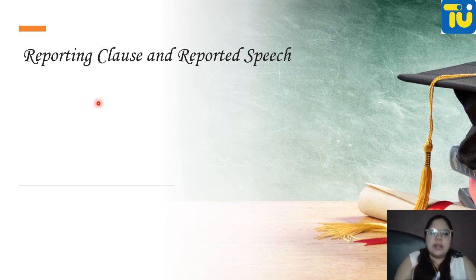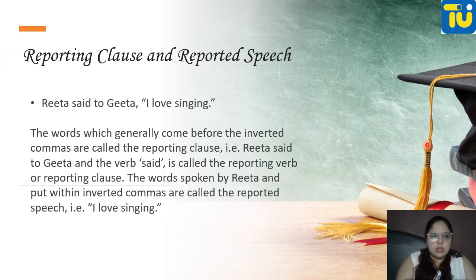So when we're talking about direct speech and indirect speech, these two are very common words that we come across: reporting clause or reporting verb, and reported speech. Let's see what these are. For example, Rita said to Geeta, I love singing. The words which generally come before the inverted commas are called the reporting clause or reporting verb. That is, Rita said to Geeta, and the verb is said. Rita said to Geeta is the reporting clause and said is the reporting verb.